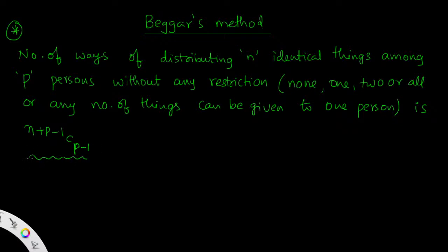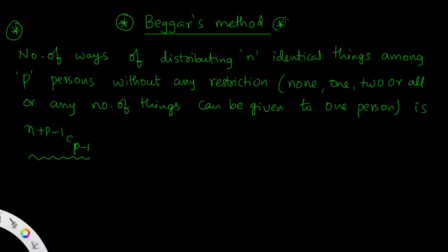This is the formula. So we have n identical things among p persons. We are giving them without any condition, any number of coins or things or objects, without any restriction. They can be given to a person as none, or one, or two, or all; any number of things can be given to one person. The value is n plus p minus 1 C p minus 1. This formula we can simplify for our convenience.